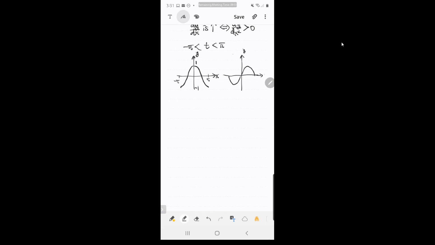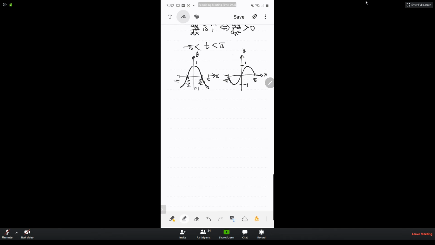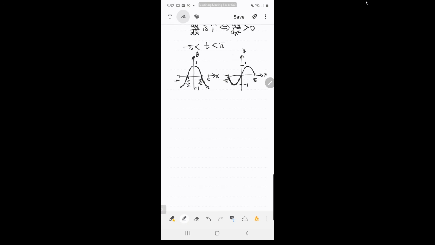Let's say this is y, this is x. So this one is pi, this one is negative pi. Highest value is 1, lowest value is negative 1. You see, cos will be negative when t is between negative pi to negative pi over 2, and then from pi over 2 to pi. So this part is negative, this part is negative. For sine, from negative pi to 0, the whole thing is negative. So you have to be careful.